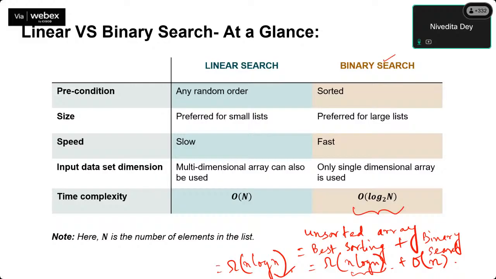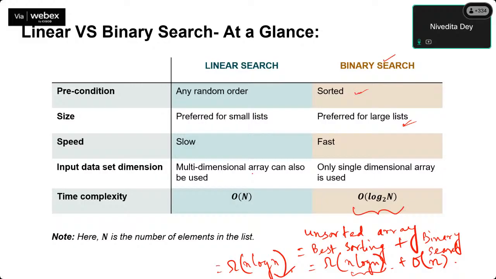Okay, a quick comparison between what we just learned. Linear search is any random order that we can go with. Binary search is when we have a sorted one. Linear search is preferred for a small list because of the complexity that we have. But if the array size is very big and it is sorted, then it is of course advantageous to use binary search. Speed of linear search is of course low. Binary search is fast, considering it is sorted.